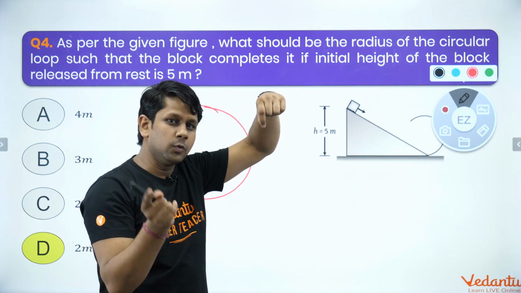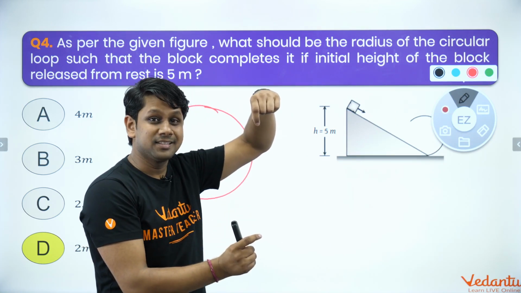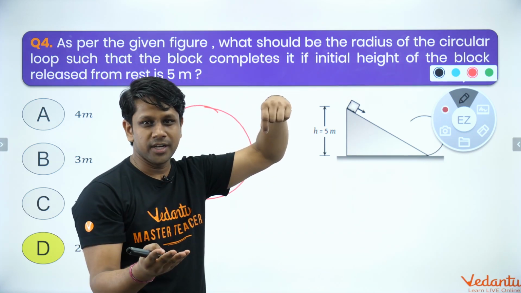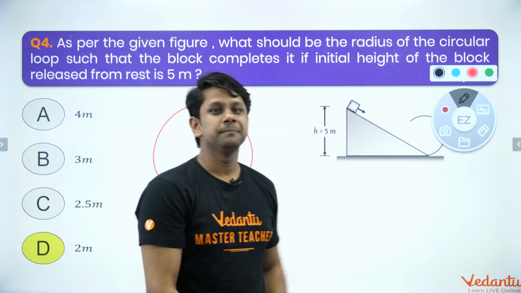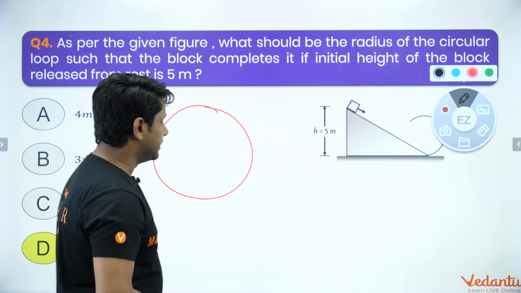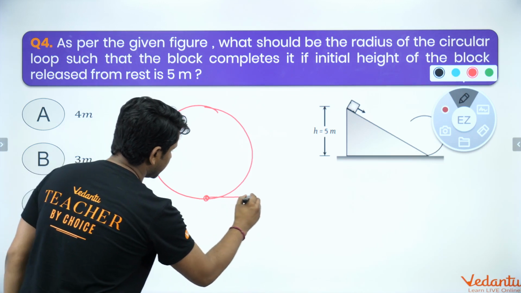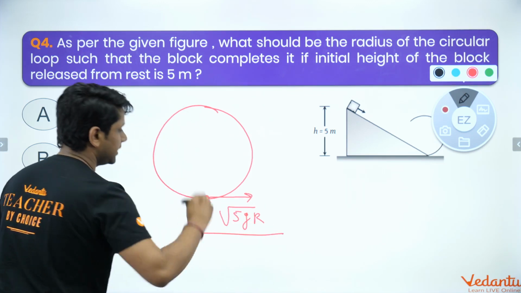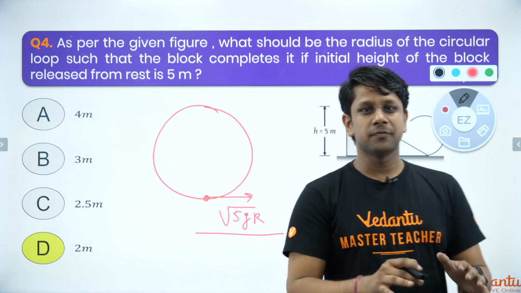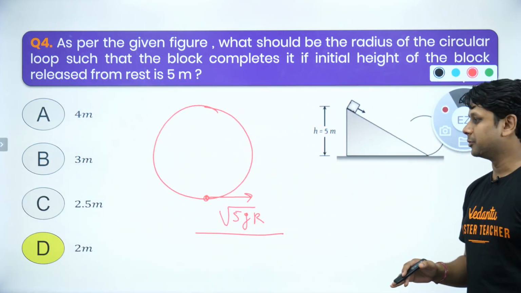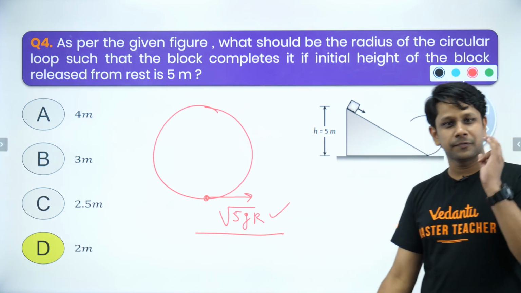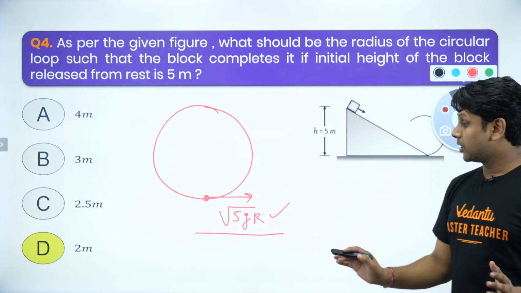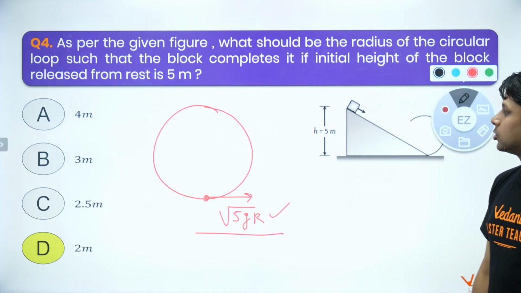If you want the particle to complete the circle, a full circle, obviously we need more speed, right? We have to give a little more speed. That minimum speed needed to complete the circle is given by root 5gr. Remember this, okay? This comes from the concept of circular motion. You should know this fact and remember it. Root 5gr is the minimum velocity needed to complete the circle.